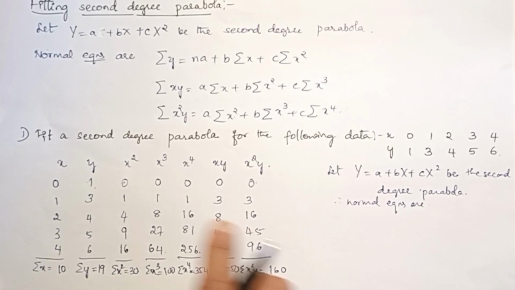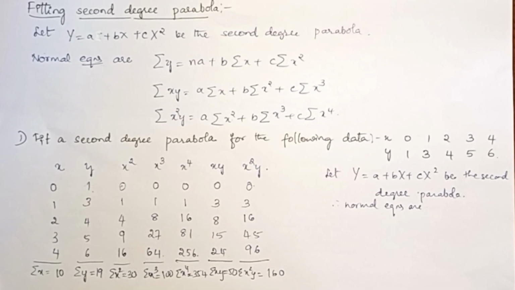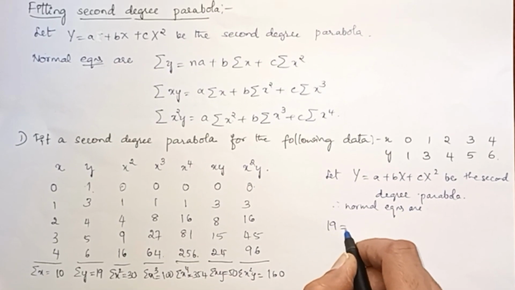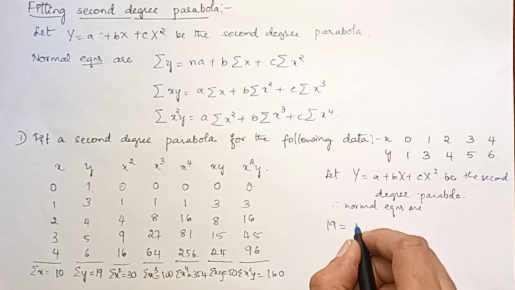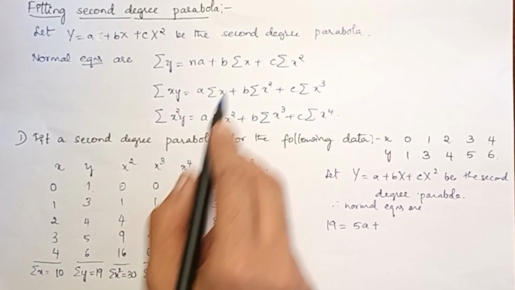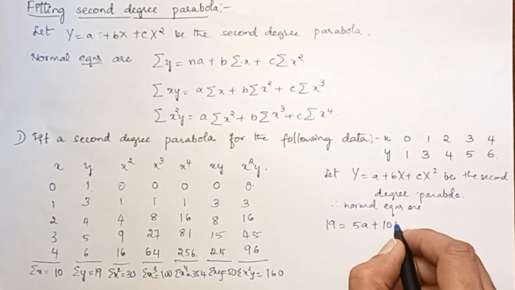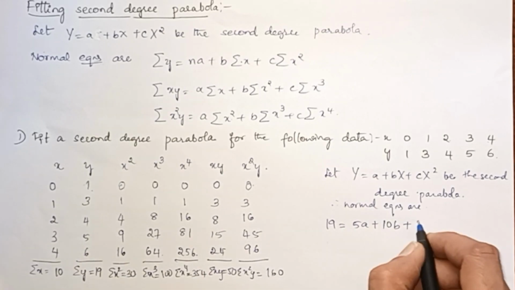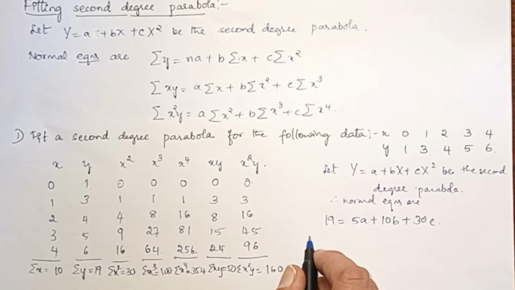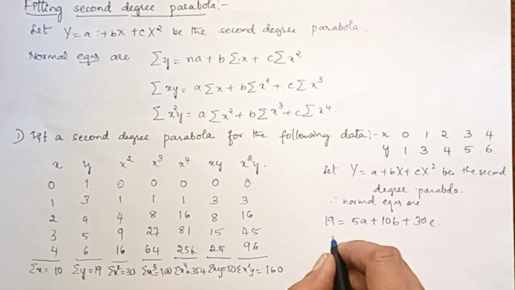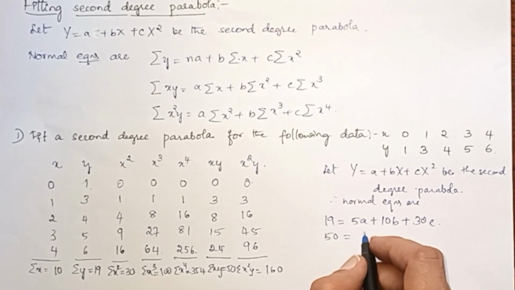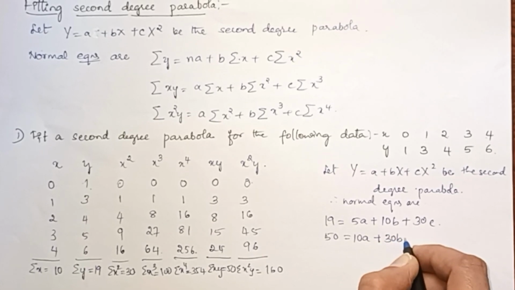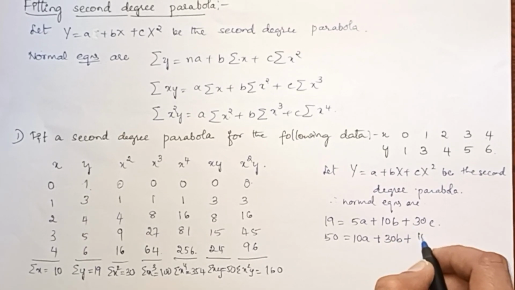You have to substitute all these values into your normal equations. So here, first equation, summation of y, that is 19, equal to n, how many data points? 5. 5a plus sigma x into b, that is 10b, plus c into sigma x square, so that is 30c. Next, similarly, summation of xy. Summation of xy is 50 equal to a into sigma x, 10a, plus b into sigma x square, 30b, plus c into sigma x cube, 100c.